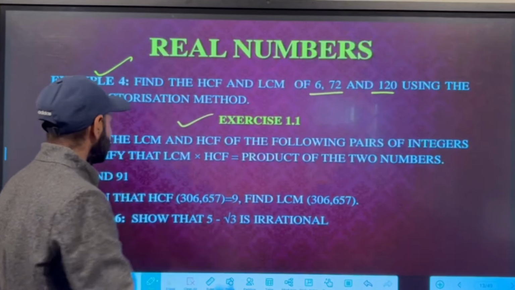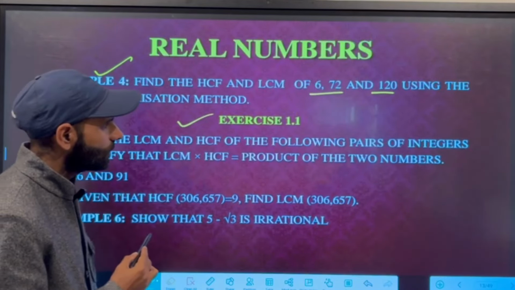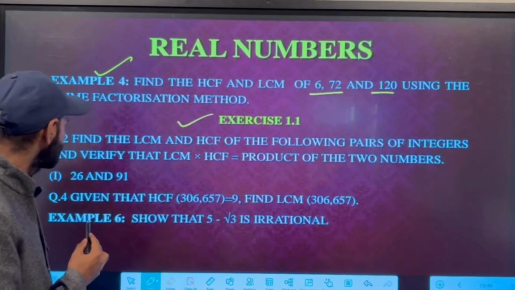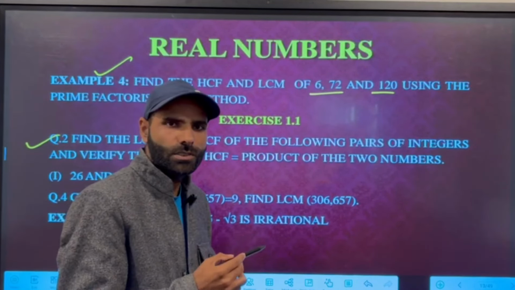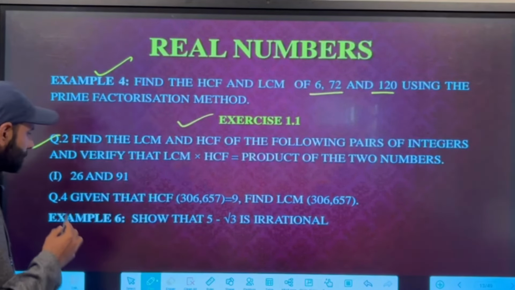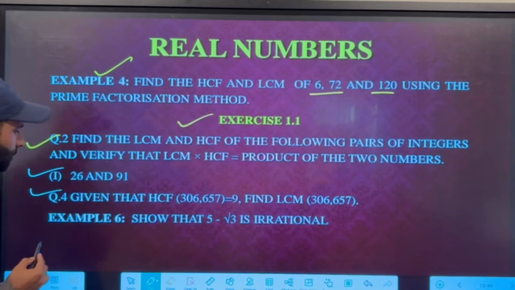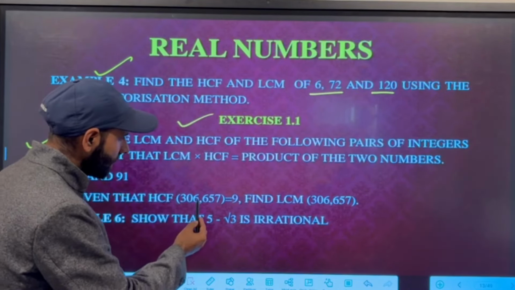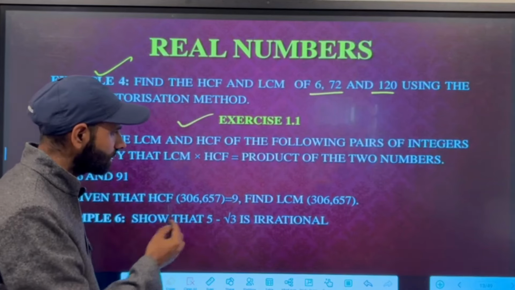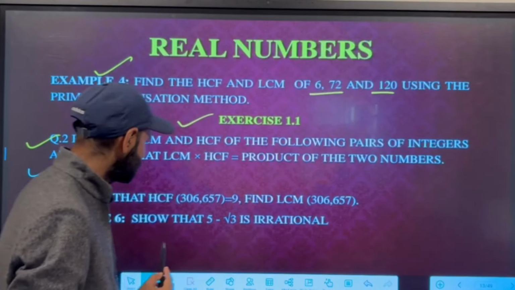Exercise 1.1, question number 2. Find the LCM and HCF of the following pairs of integers and verify that HCF into LCM is equal to the product of the two numbers. First part is 26 and 91. Question number 4 from exercise 1.1. Given that HCF of 306 and 657 is equal to 9, find the LCM of 306 and 657.